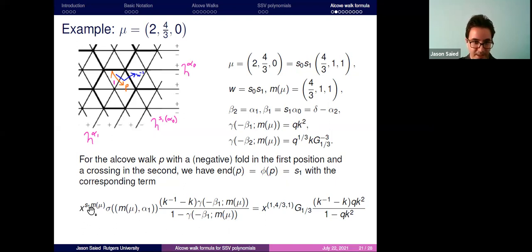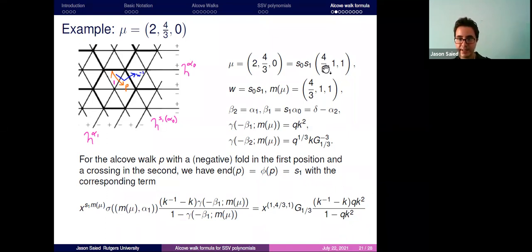So it's x to the end applied to m of mu, some sigma. There's only one of them because phi of p is length 1. And then this factor coming from the fact that we have a negative fold. And if we pop in the values that we calculated, the sigma is g 1/3. S1 of m of mu is like this. And here's our gamma.